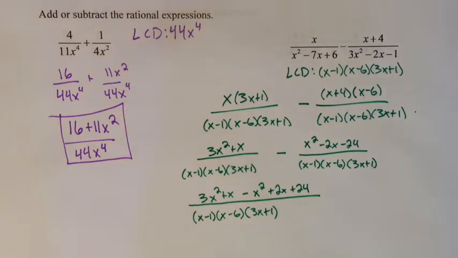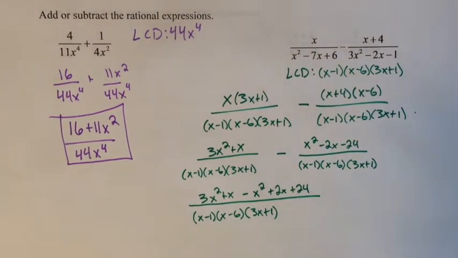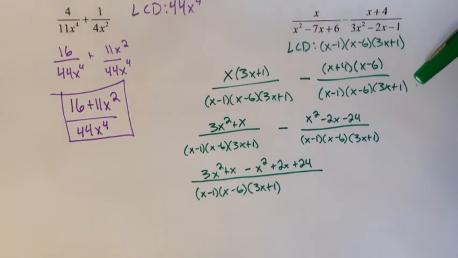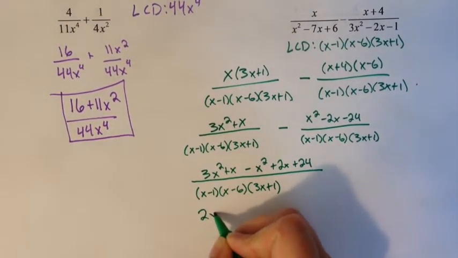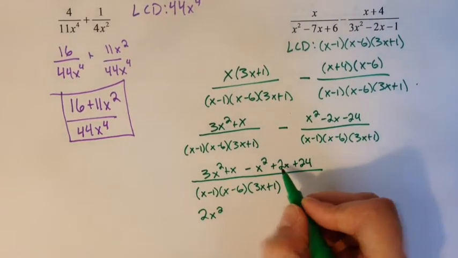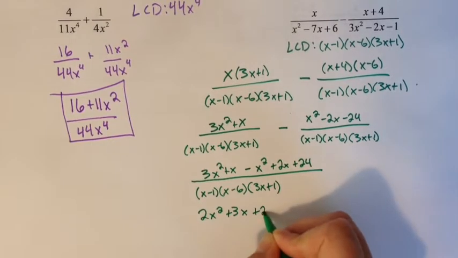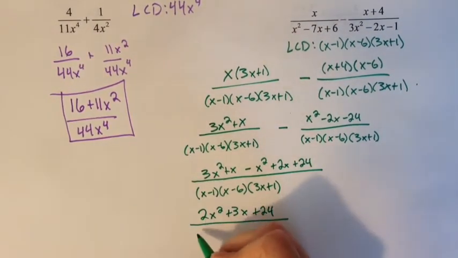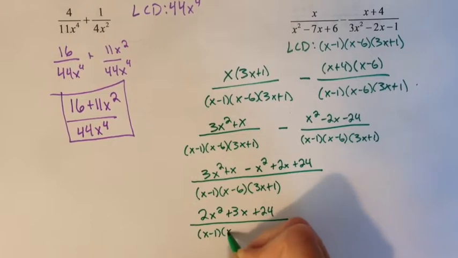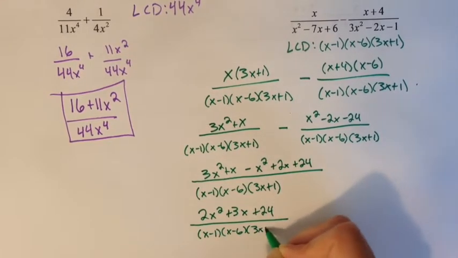All we need to do now is simplify as much as we can by combining like terms on my numerator and then factoring the numerator and seeing if we can possibly cancel anything from the denominator. So I start combining like terms on my numerator and I get, let's see, 3x squared minus x squared is 2x squared. I've got an x and another 2x for a total of 3 x's and a plus 24. All over my least common denominator, x minus 1, x minus 6, 3x plus 1.